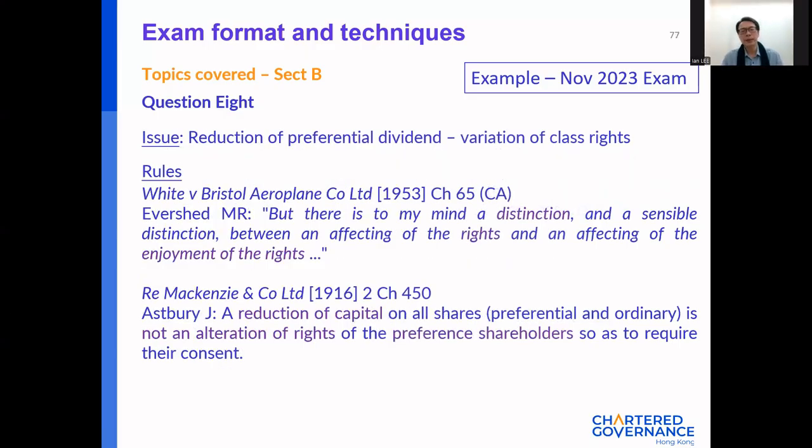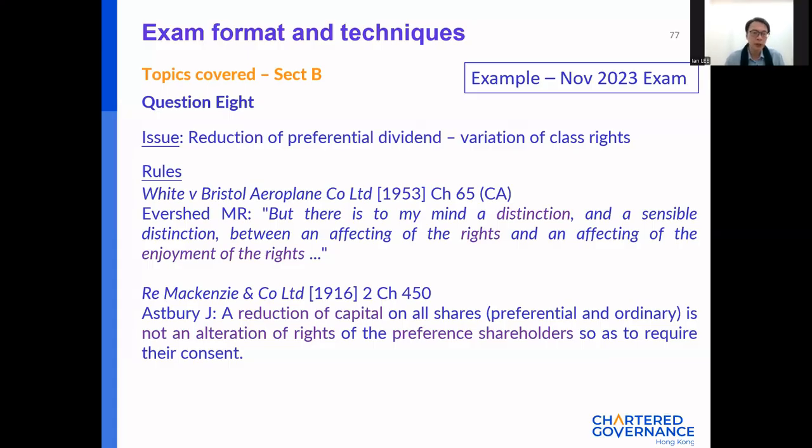Okay, then we move on to the second sub-issue, which is the reduction of the preferential dividend. So would this amount to a variation of class rights? If we look at the first case, it's saying there is, to my mind, a sensible distinction between an affecting of the rights and an affecting of the enjoyment of the rights. So you need to be clear which one it is in order to decide whether it amounts to a variation of class rights. In the second case, a reduction of capital on all shares is not an alteration of rights of the preference shareholders so as to require their consent.